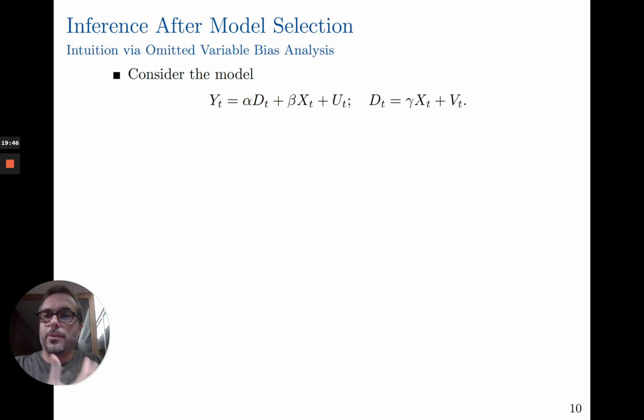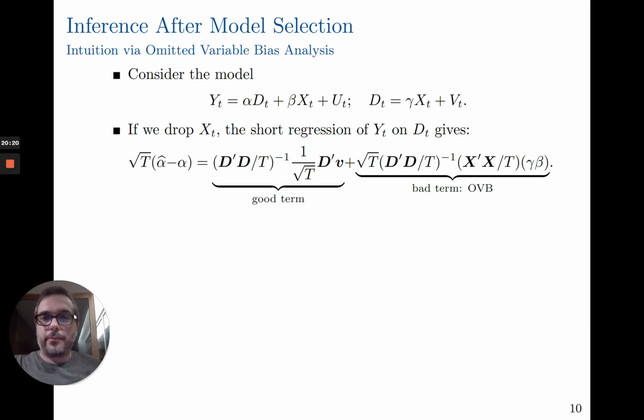So again, the intuition is via omitted variable bias. So again, let's have the regression of y on d and x. That's the model. Let's assume that this is the truth. Okay, and now let's write a model relating d with x, and then we have this parameter gamma here, and this parameter beta, and also this parameter beta. Okay, so we have these two models.